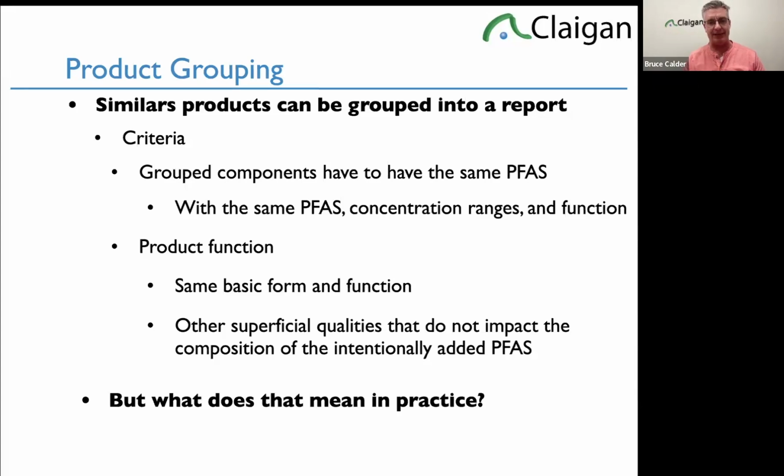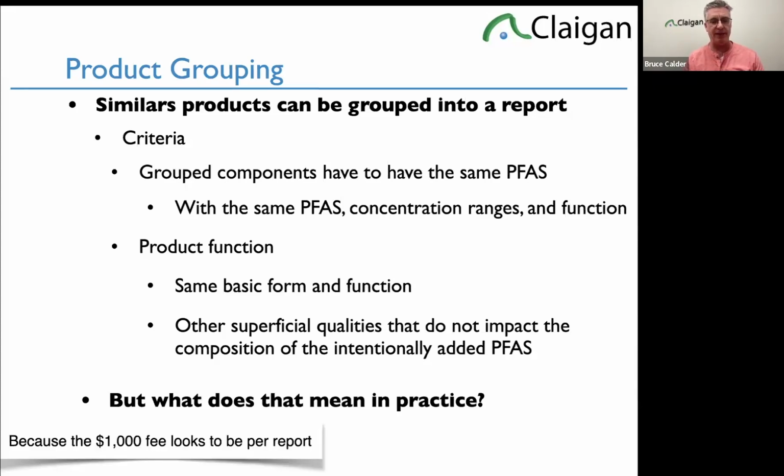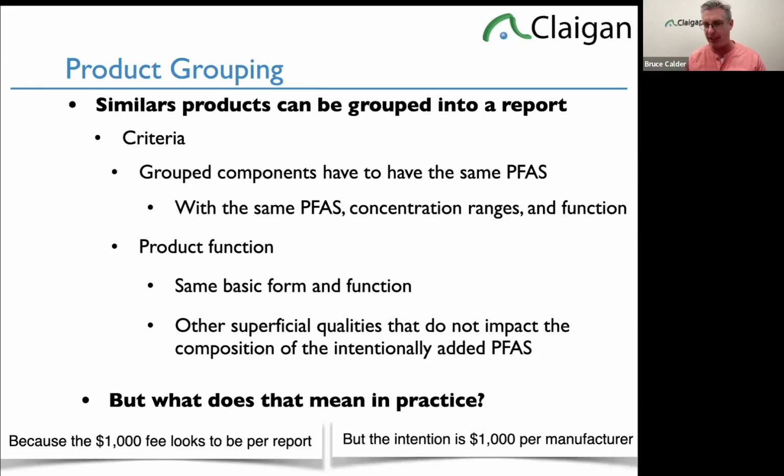What does that mean in practice? Groupings will help out a lot with companies. Because in the law, the $1,000 fee looks to be per report. But the intention in their statement of reasons is $1,000 per manufacturer, which it definitely is not anyways, because if a manufacturer reports on your own, and then you also point to somebody else's data for, say, one component or something like that, it's another $1,000. I don't think they thought all that through.